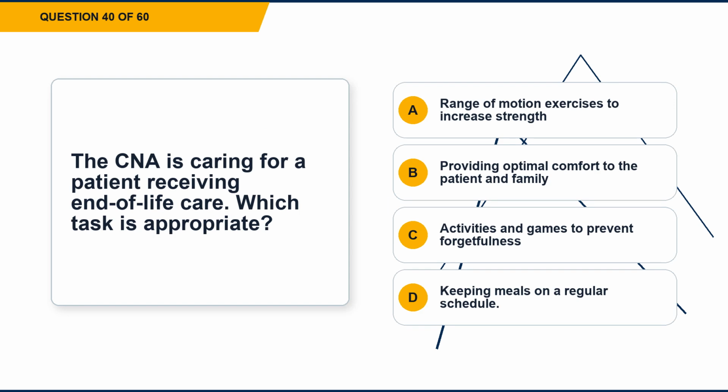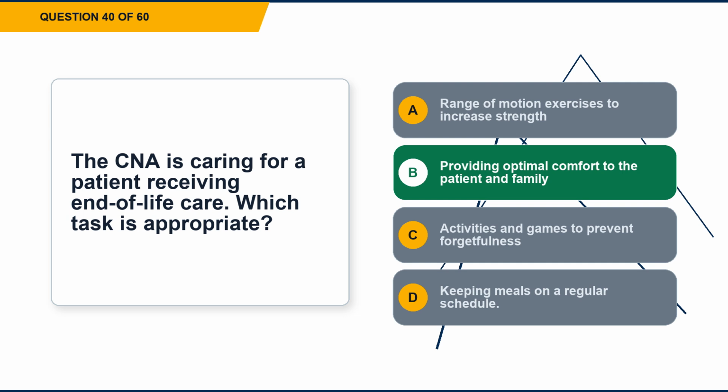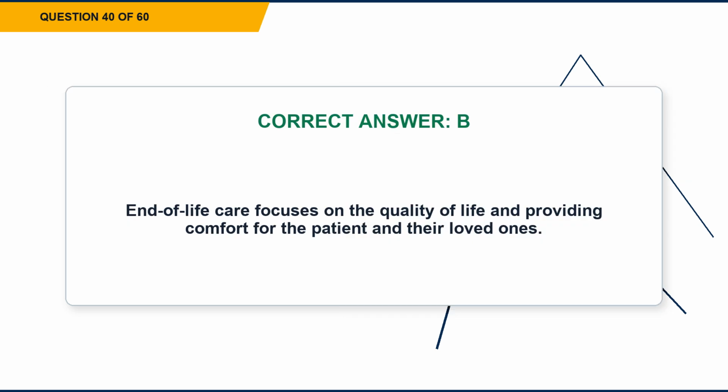Question 40. The CNA is caring for a patient receiving end-of-life care. Which task is appropriate? Option A, range of motion exercises to increase strength. Option B, providing optimal comfort to the patient and family. Option C, activities and games to prevent forgetfulness. Option D, keeping meals on a regular schedule. The correct answer is option B, providing optimal comfort to the patient and family. Explanation: end-of-life care focuses on the quality of life and providing comfort for the patient and their loved ones.